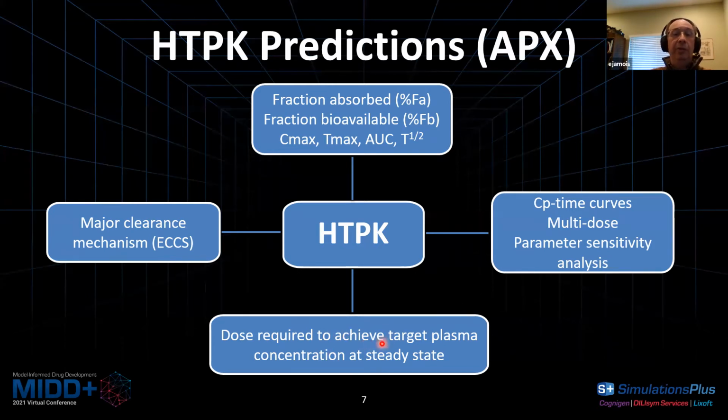And that can be different for every compound. Of course, you can feed that data through a separate column and have it be different for every single compound as a function of their activity. And then also provide access to the ECCS major clearance mechanism. So a lot of capabilities.